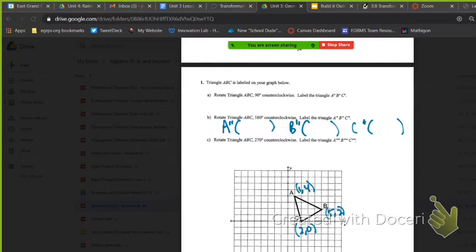You could see where this is going to go by putting your pencil at the origin and doing a 180-degree turn. What you'll see is you're going to end up with points -1, -4 for A double prime, -5, -2 for your B double prime, and -2, 0 for your C double prime. And this would be your new triangle.